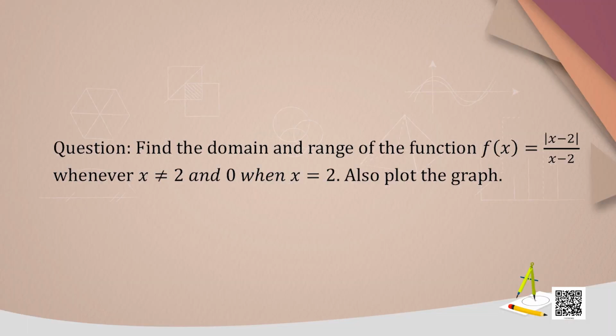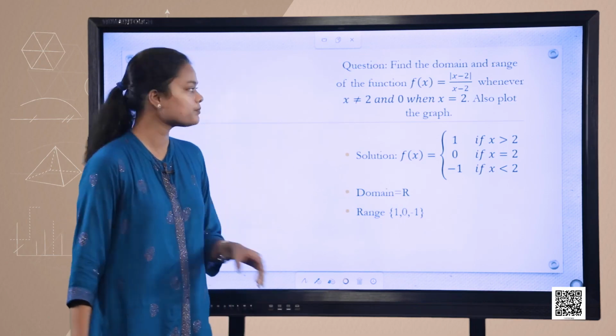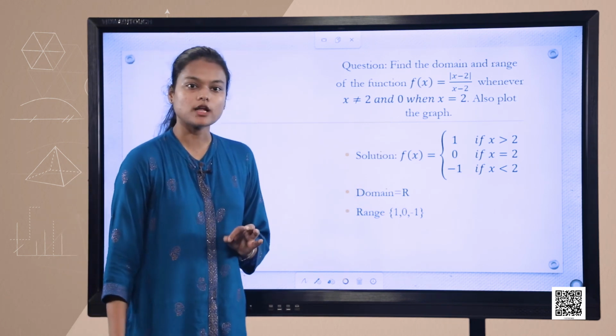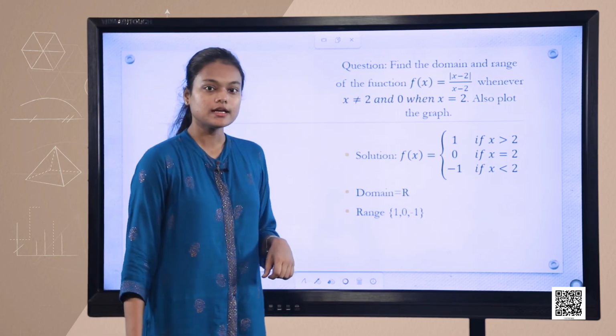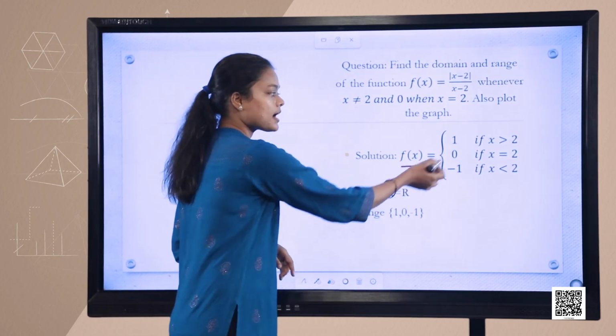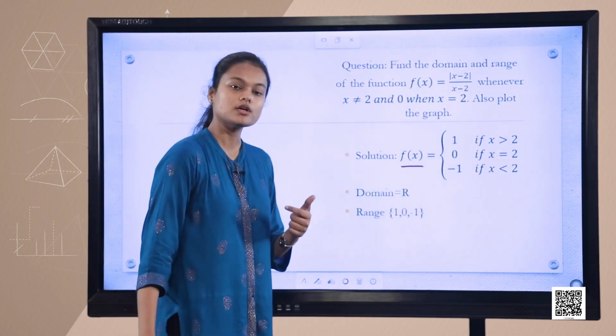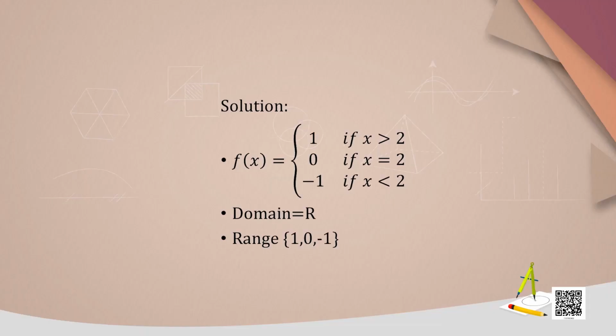So let us take this question. In this we have to find the domain and range where the function is defined as modulus x minus 2 upon x minus 2, where x is not equal to 2, and whenever x is equal to 2, the function is taking 0 as its value. Now, you may notice after simplifying it that it is nothing but a signum function. F of x is again taking 3 values, 1, 0 and negative 1, whenever x is greater than 2, equal to 2 and less than 2.